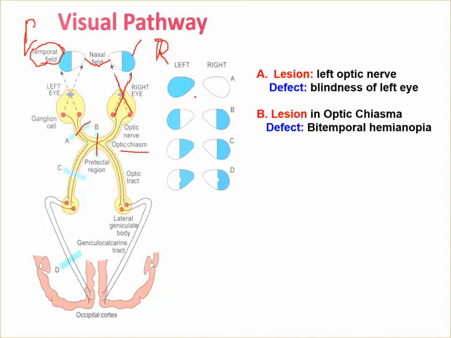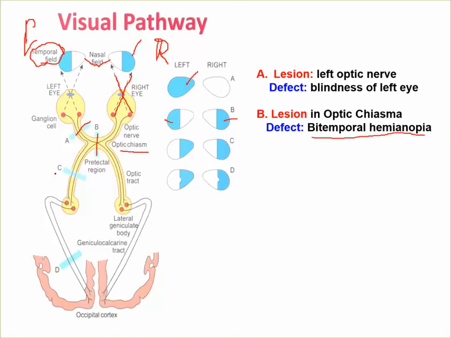Bitemporal hemianopia. Here you can see that the dark blue shows that the left eye vision is lost. Here you can see that it is bitemporal hemianopia. So the temporal side vision is lost. Nasal fibers are cut, so the temporal side vision is lost. It's called bitemporal hemianopia.